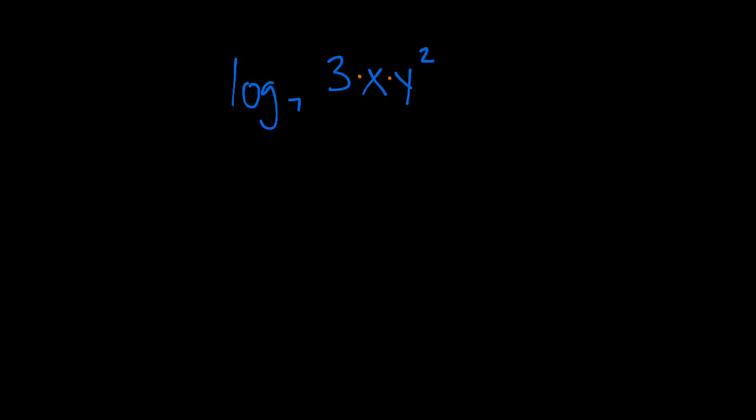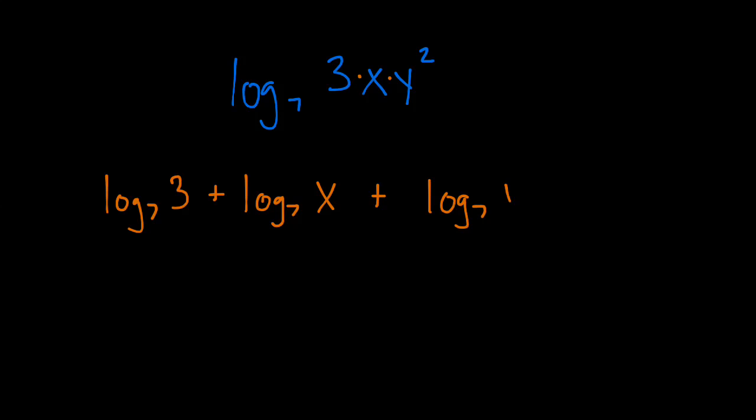So we had that property of log of m times n, and we can split it up into the log of each of those things. So this expands into log base 7 of 3 plus log base 7 of x plus log base 7 of y squared. Okay, so we've expanded that one log out into 3 separate logs. Since those are all multiplied, they all are plus, they're all positive logs.